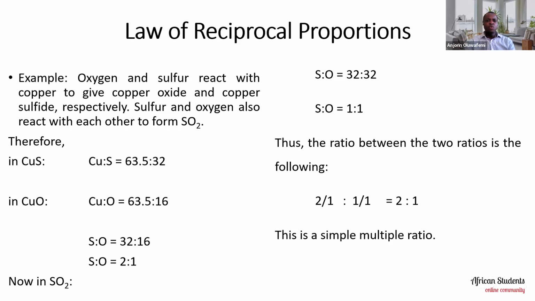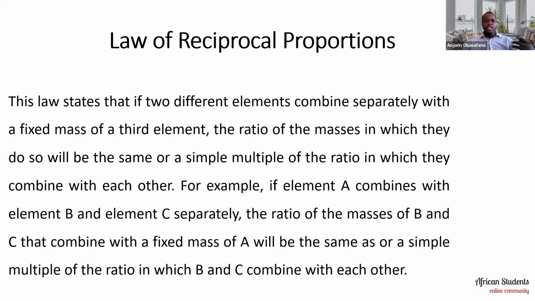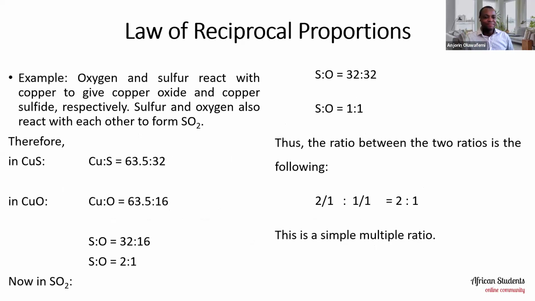If you want, I can go back and say this again, in case you had forgotten how we stated the law. So this law states that if two different elements combine separately with a fixed mass of a third element, copper is combining with sulfur and oxygen in the first instance, just like we just calculated, the ratio of the masses in which they do so will be the same or a simple multiple of the ratio in which they will combine with each other. You understand? And that was what we just did here.